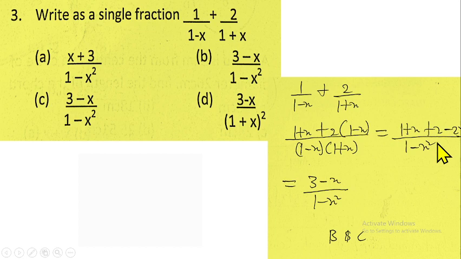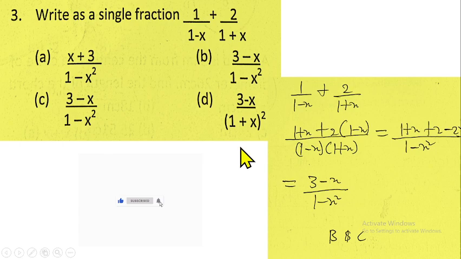Then, if you look at the denominator, this is a difference of 2 squares. If you open the bracket, you have 1 minus x squared. So then if you simplify the numerator, 1 plus 2 will give us 3. x minus 2x will give us minus x. And if you look at the options provided, option B is correct. And option C is also correct. So, I think that's an error from them.